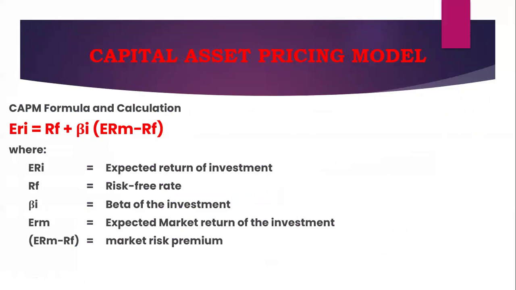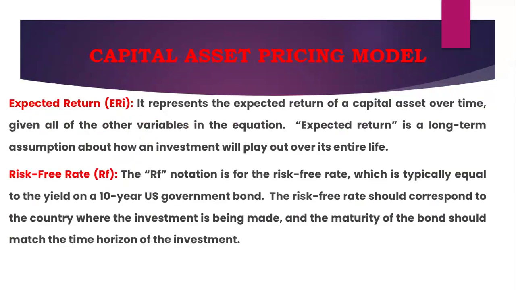Having said that, how to calculate? See here, to calculate the expected return on investment, first they take into consideration the risk-free rate, that is, the rate of return we are getting on government bonds. You can take any for that matter, right? Then the beta of the investment, the expected market return on the investment, and the market risk premium, right? Now, I will go through all these things one by one.